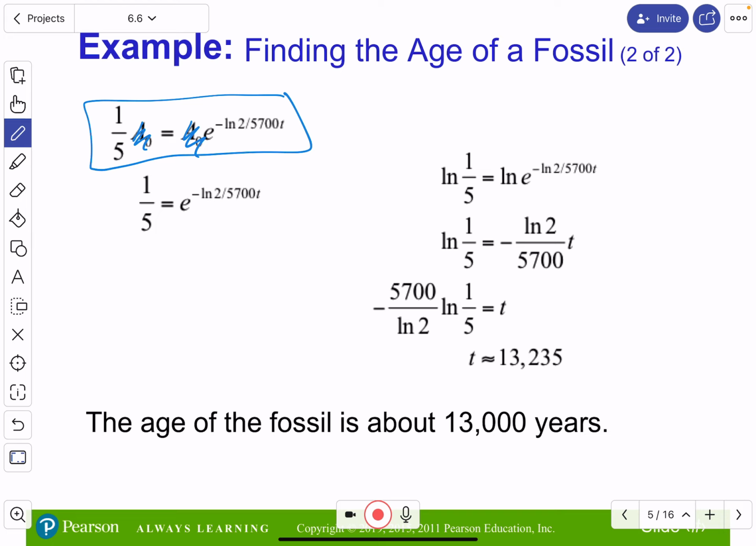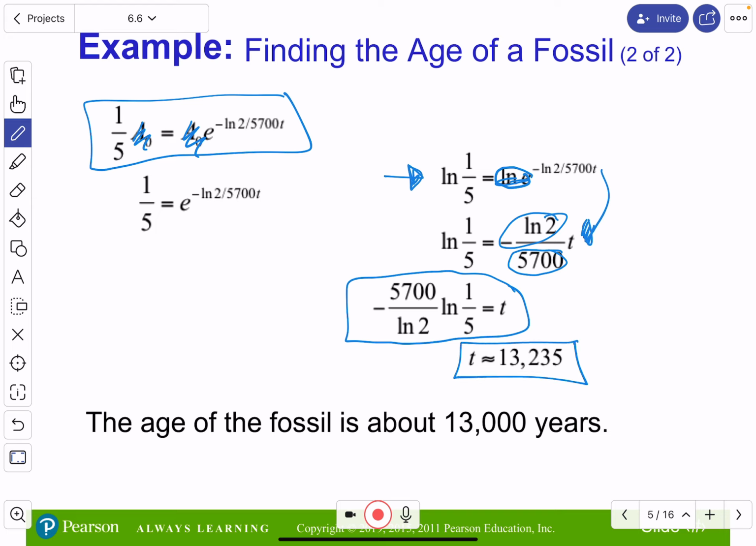Divide by A sub 0 because it goes away. Take the natural log of both sides because we have an e here. So we rewrite it like this. This ln e is going to cancel, bringing this down as our answer. Then what they do here is multiply by 5,700 divided by negative ln of 2. And then you type that in the calculator and get about 13,235 years. And we're talking about the age of a fossil, so that 235 years isn't such a big deal. So they'd say about 13,000.